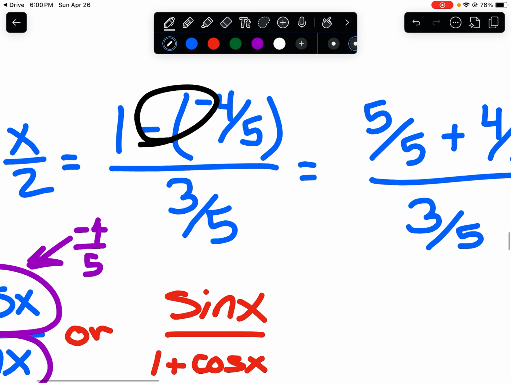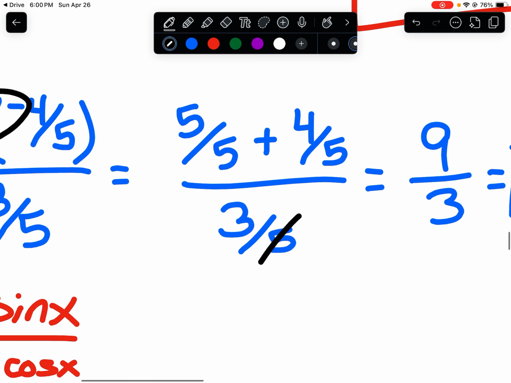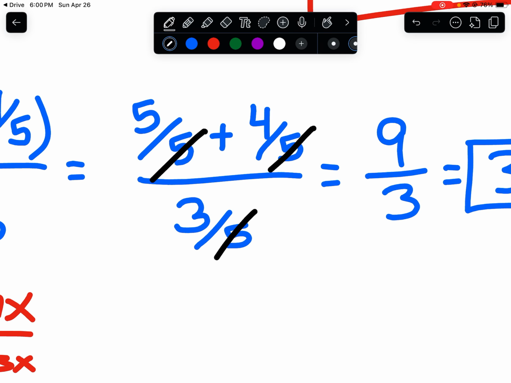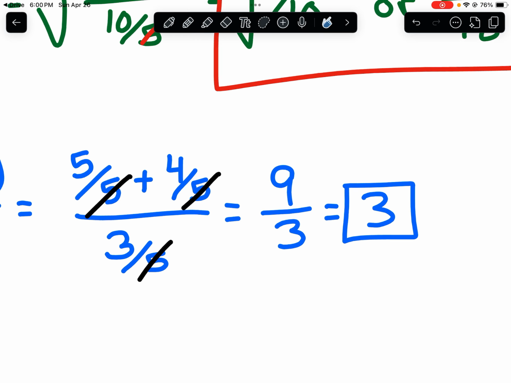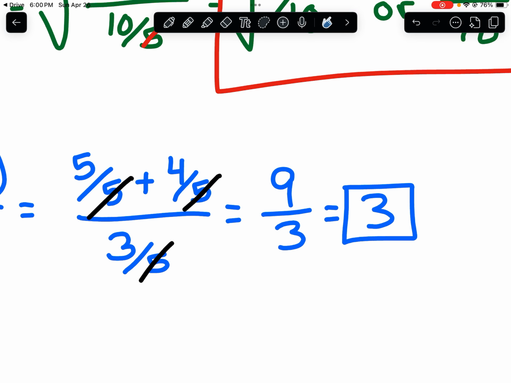Then if we take care of the double negative here, that's where we're getting the plus sign from, and at the same time I turn the 1 into 5 over 5 just to get my denominators all being 5, so I can cancel those and get 5 plus 4 is 9 over 3, which ends up just being a regular old 3.